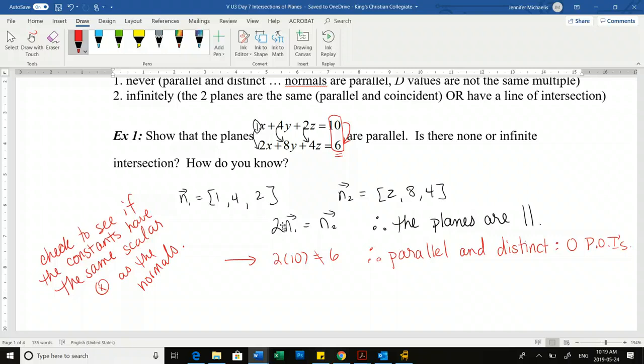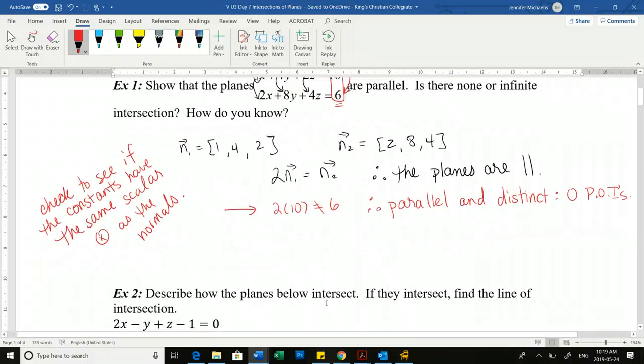Does that make sense? Super quick check that you can do when you're in Cartesian format or scalar format. Questions?